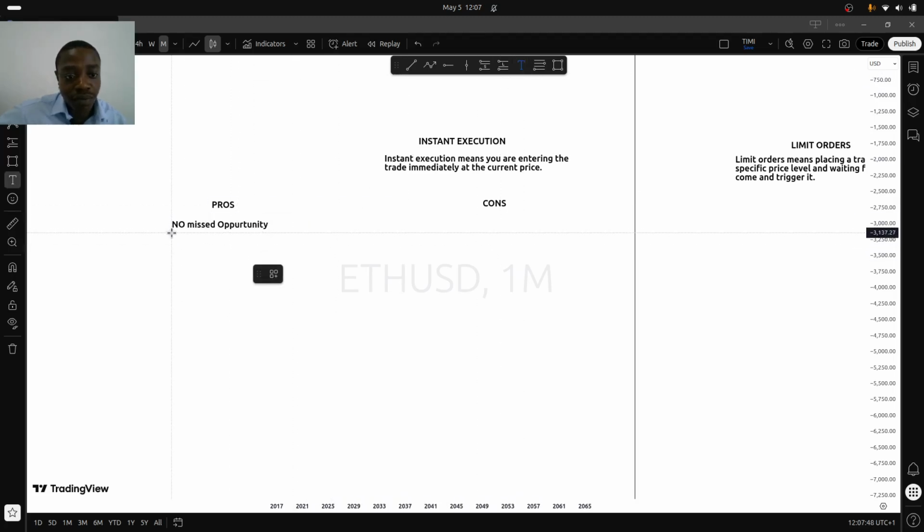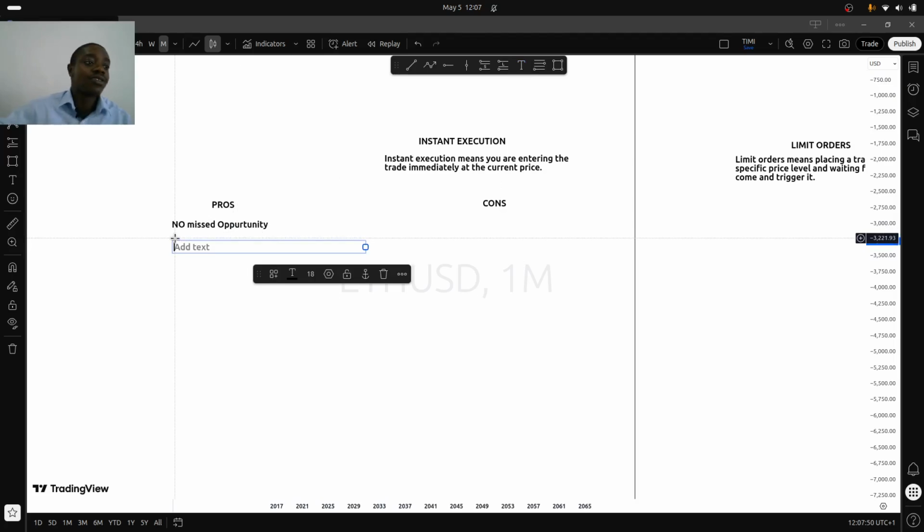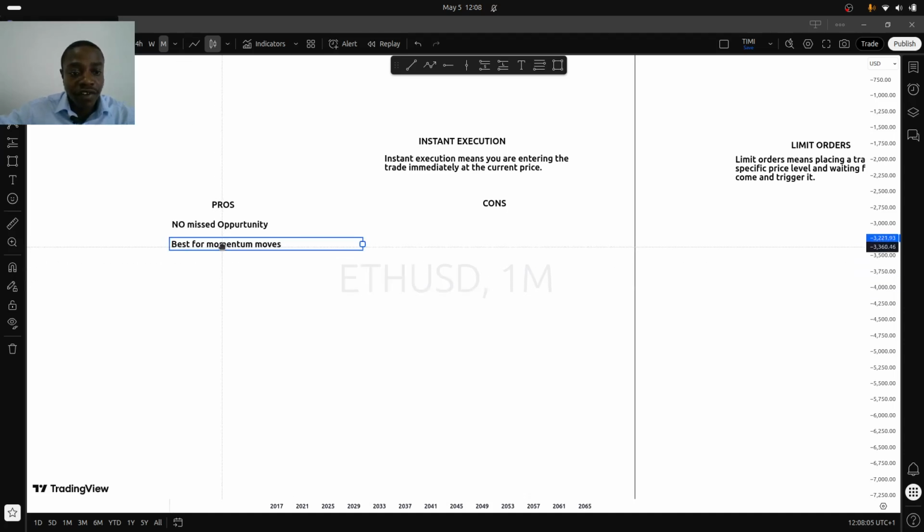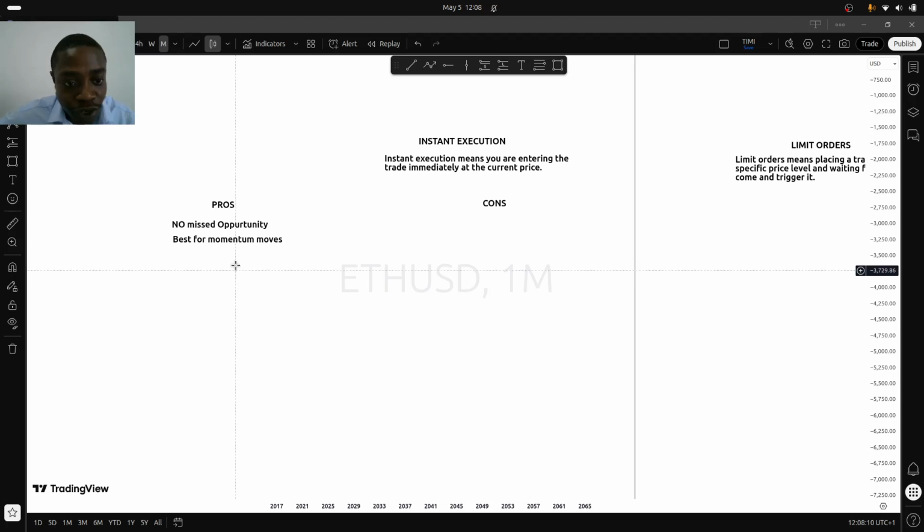Another pro of instant execution is that it is best for momentum moves. I mean price is very volatile, like I said. So immediately you execute, either it is going your way or it isn't. If you are hitting stop loss, you hit it immediately. If it's going your way, it will just start moving in profit immediately. I hope you get that. So that's another pro of instant execution.